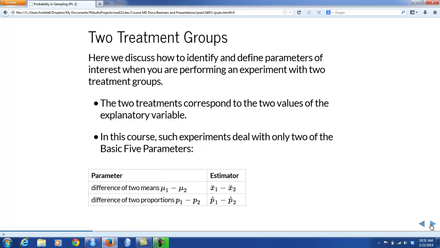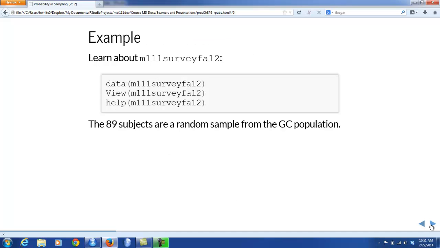So we'll just be looking at experiments where the research question had an explanatory variable with 2 values. If that's so, then we're only going to be dealing with 2 of the basic 5 parameters. We might be looking at the difference of 2 means, mu1 minus mu2, or we might be looking at the difference of 2 proportions, p1 minus p2. There are certainly a great many more interesting experiments out there, but we'll just limit ourselves to these 2 and start off small. We're going to introduce a data frame that's a slight variant on the familiar Math 111 survey.